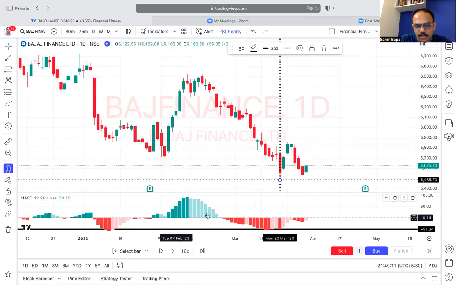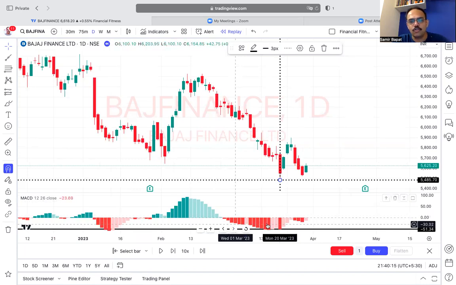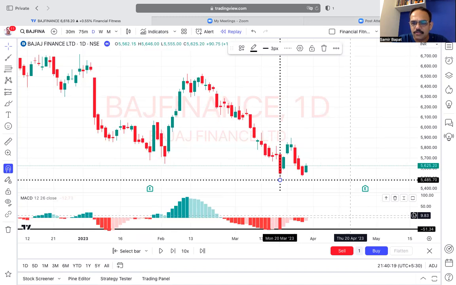This is the zero line. If it is above it, it's the positive zone. If it is below, it is the negative zone. What does the zero line indicate?